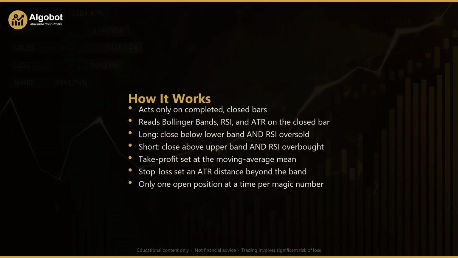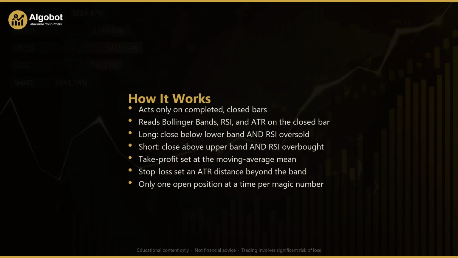The short setup is a mirror image. The bar must close above the upper Bollinger Band, and the RSI must be above the overbought threshold, which defaults to 70. When both agree, the strategy signals a sell at the current bid price. The take profit again sits at the mean, and the stop loss is placed above the entry by the same ATR-based distance. There is one more important rule.